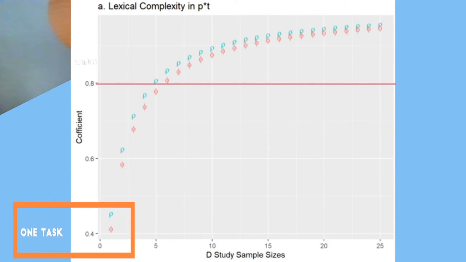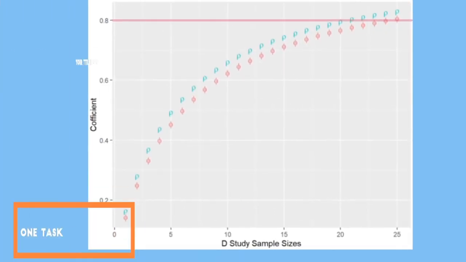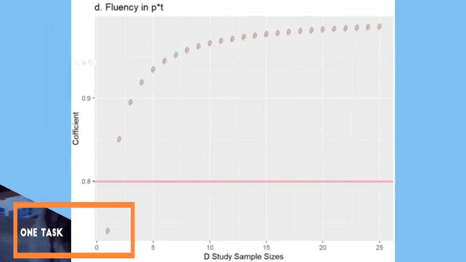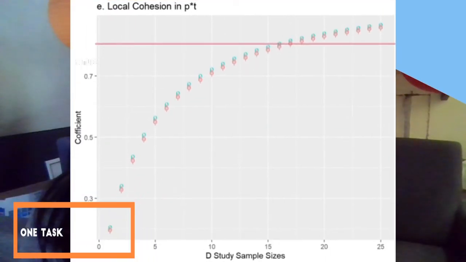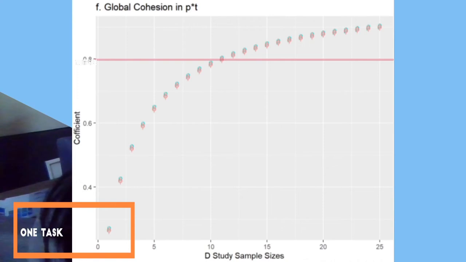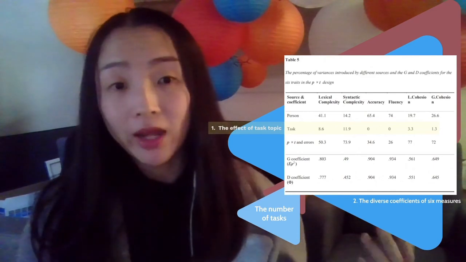The figures present the estimations when the number of tasks ranged from 1 on the left side to 25 in an assessment. And it is clear that none of the language traits reached 0.8 when there was only 1 task in the assessment. Even for accuracy and fluency, those that are not affected by task topic, they still need like 2 to 3 tasks to be reliable. That's the first set of outcomes.